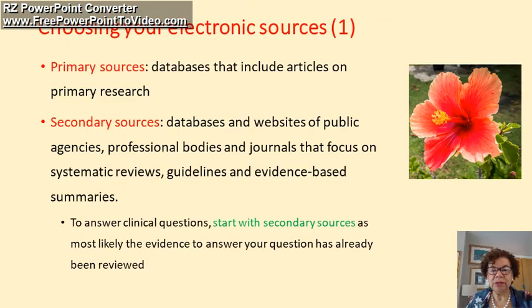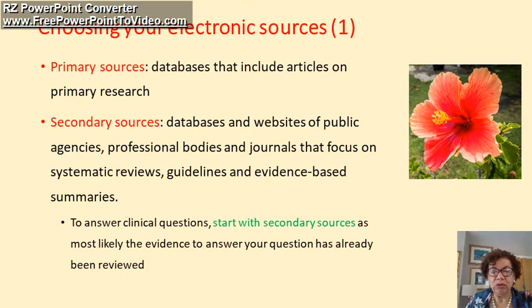Having covered the principal stages of searching, let's consider what electronic sources you should be looking at. There are two broad classifications: primary and secondary sources. Primary sources are databases that include the original scientific article, the paper with the full method and results of any study. Secondary sources are databases and websites of trusted public agencies, professional bodies and journals that focus on systematic reviews, national and international guidelines for providing care, and evidence-based summaries.